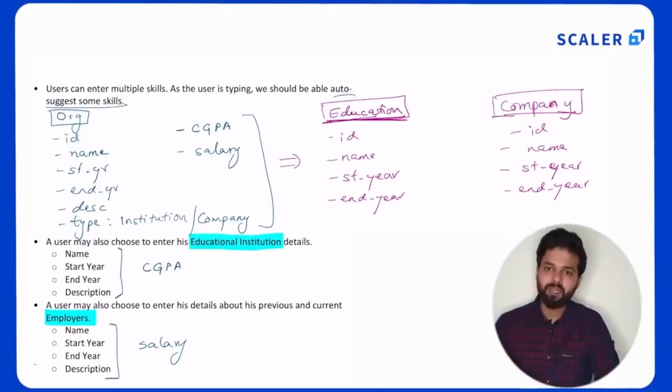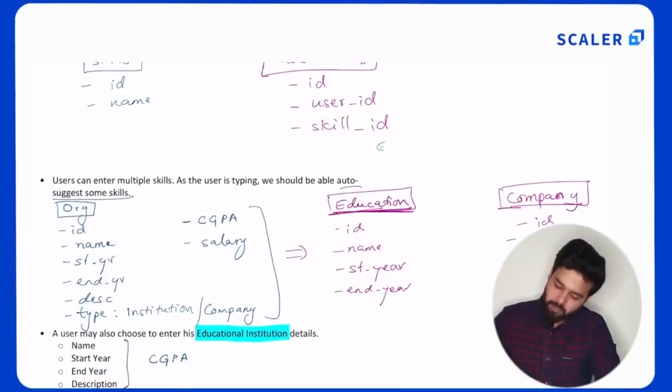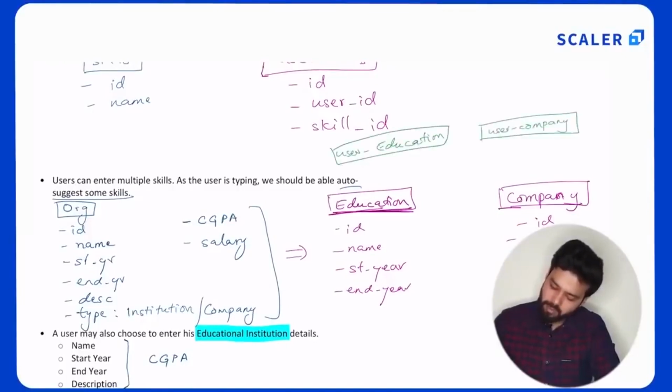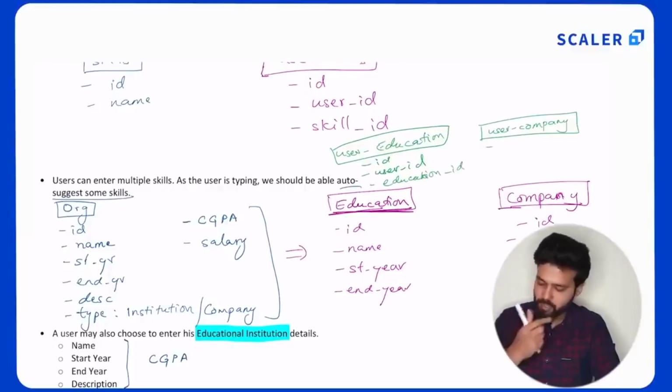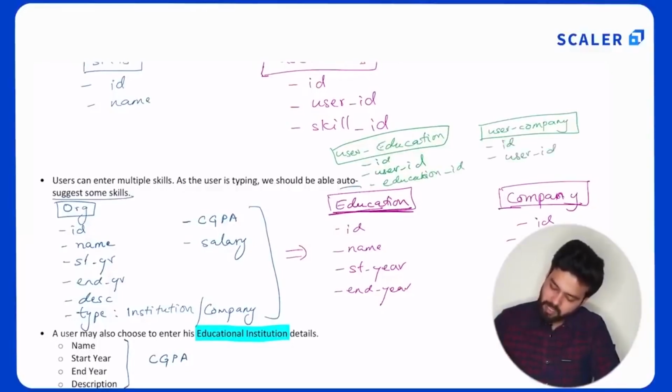So it's again a many to many relationship, and we have learned in the example above that whenever we have a many to many relationship, we create mapping entities. So there will be one table for user education and one table for user company. The attributes will be ID, user ID and education ID. Education might not be the best word, the better word here can be institution. So we'll have ID, user ID and company ID as well.